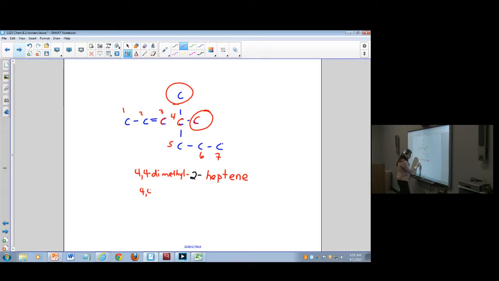It's possible you'll see 4,4-dimethyl-hept-2-ene. Both of those would indicate the same thing. This is a better one when you have more than one for certain, but this indicates either way that the double bond is at carbon 2.